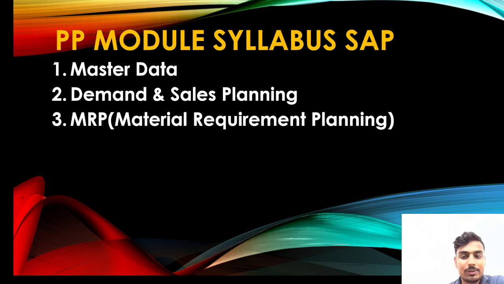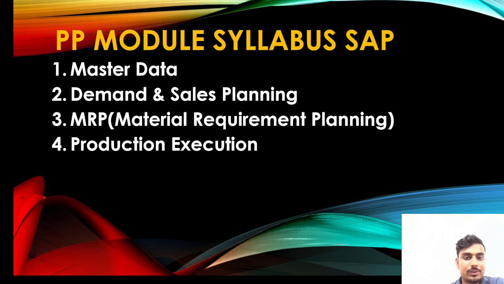MRP, material requirement planning, where we get forecast from the market. Based on the forecast we will create the order, and that order covers what is required from the vendors, what the routing is, and other things related to planning based on the forecast. I will cover it later in a video, so wait.